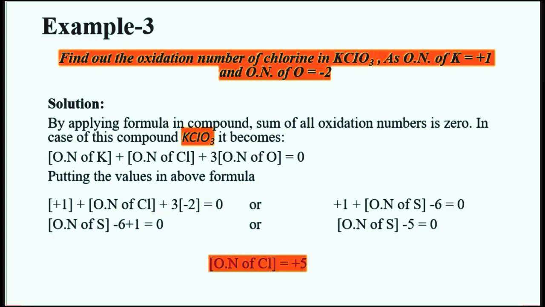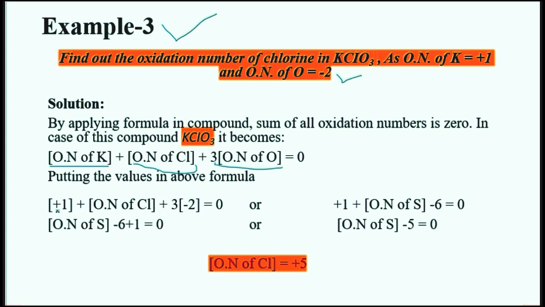Now we are going to write down example number 3. In this example, we are going to find the oxidation number of chlorine in potassium chlorate, where the oxidation number of potassium is +1 and the oxidation number of oxygen is -2, as we have already mentioned. So we apply the formula: the oxidation number of potassium, the oxidation number of chlorine, and 3 times the oxidation number of oxygen, as there are 3 atoms of oxygen.